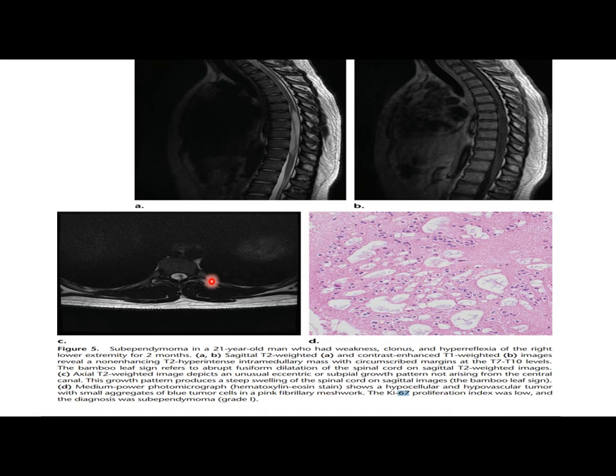Myxopapillary ependymoma is usually seen where? At the conus medullaris and the filum terminale. It is from the ependymal cells of the filum. So these are the major differences we should focus on. The bamboo leaf sign is a feature of subependymoma: there is a normal spinal cord, then suddenly swelling, and then it comes back to normal. Myxopapillary ependymoma may most commonly occur in the extramedullary compartment rather than intramedullary because it arises from the ependymal cells of the filum terminale.